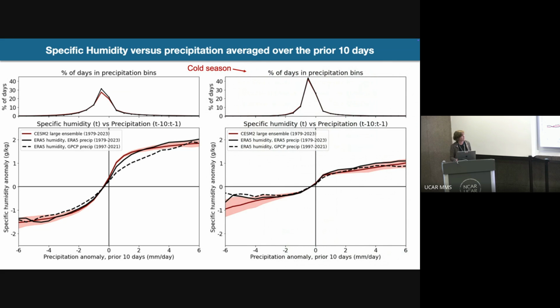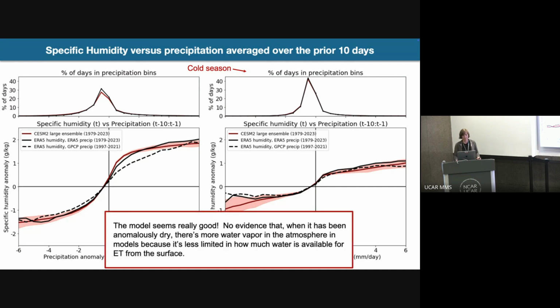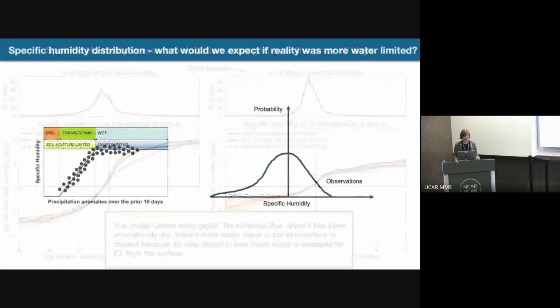Here I'm just showing you the same thing for the cold season, and again, they look very similar to one another. So the model seems good, I guess, if you can trust ERA 5, which I realize is a bigger question than I thought it was this morning. At least from this analysis with ERA 5, I don't think there are indications that there's more limitation on water availability in reality than in the model.